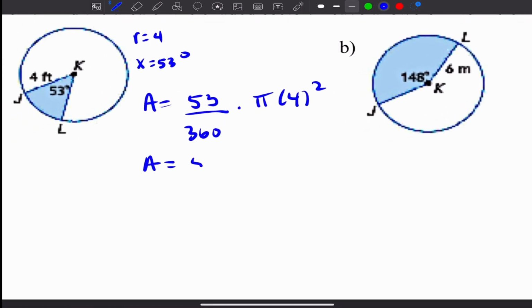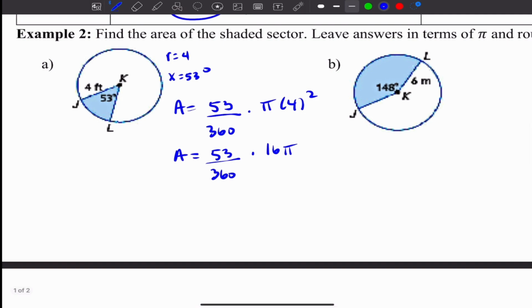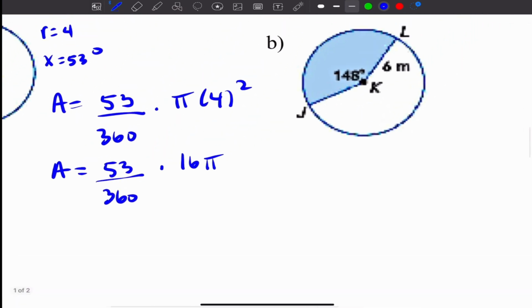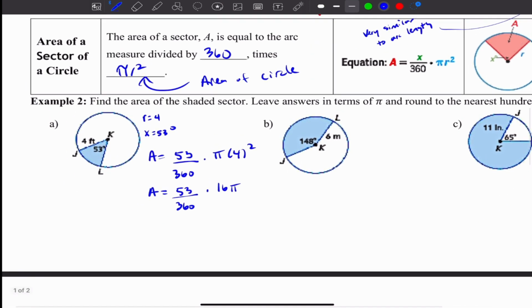So A is equal to 53 over 360 times, well, 4 quantity squared is 16. Multiply that by pi. That's 16 pi. So then let's go ahead and change this so that your answer is in terms of pi. Let me get the calculator out.